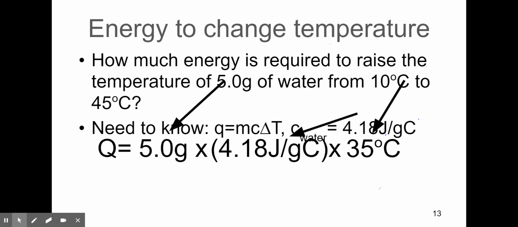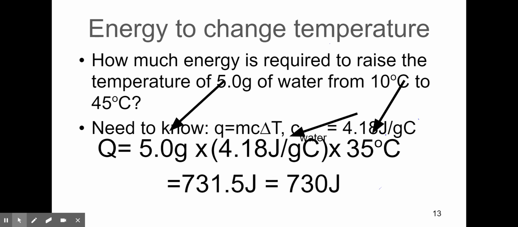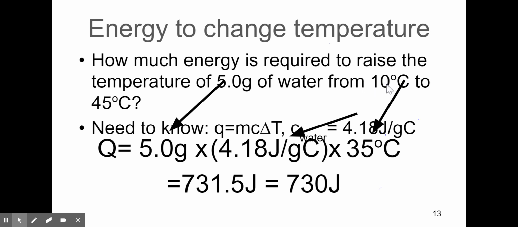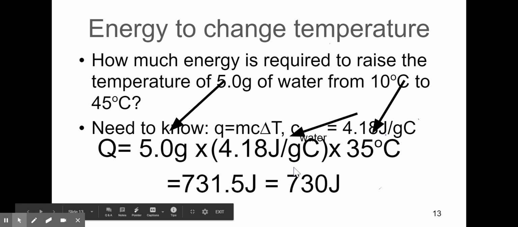Multiply those out. Notice that grams cancel, degrees Celsius cancel. You end with joules. 731.5 joules. We'll look at it in terms of significant figures. You have 2 significant figures here. This one, I should probably have 10.0 there. We're going to round to 2 significant figures, 730 joules.